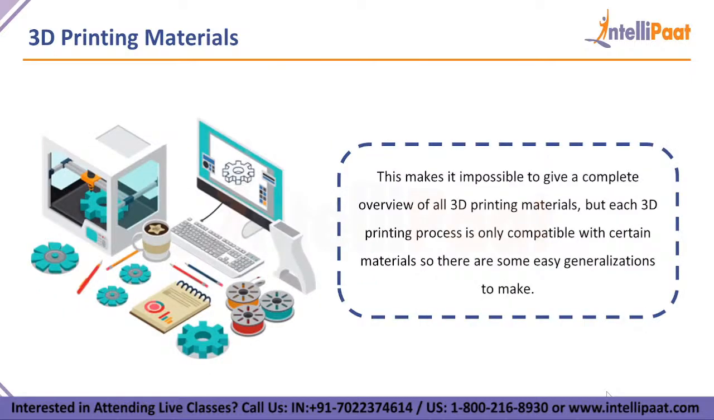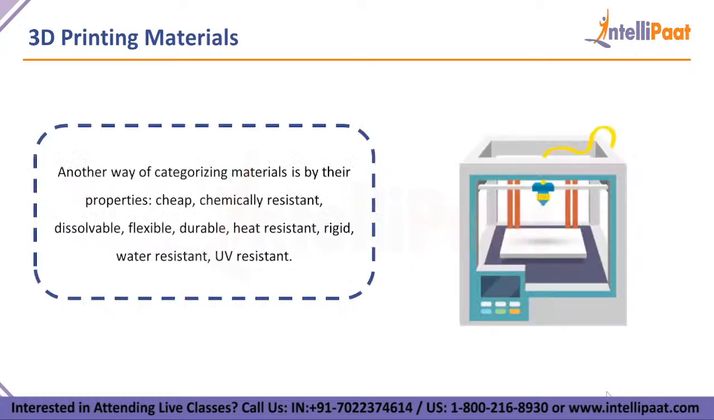Thermoplastic and thermoset polymers are by far the most common 3D printing materials, but metals, composites, and ceramics can also be 3D printed. Another way of categorizing materials is by their properties, which are cheap, chemically resistant, dissolvable, flexible, durable, heat resistant, rigid, water resistant, UV resistant, etc. Many industrial applications require durable plastics such as nylon 12, and most hobbyist applications use either PLA or ABS, which are the most common materials used in FDM 3D printing.